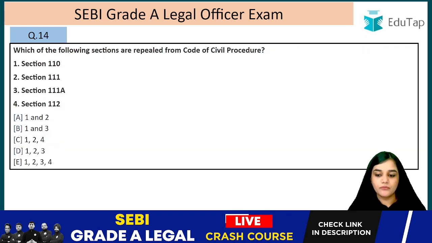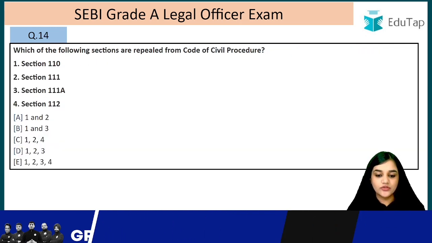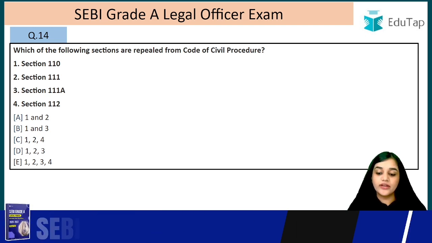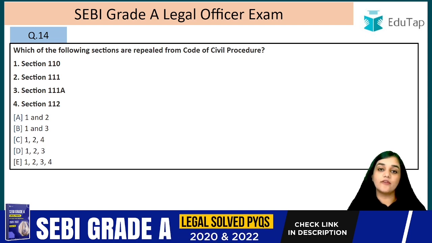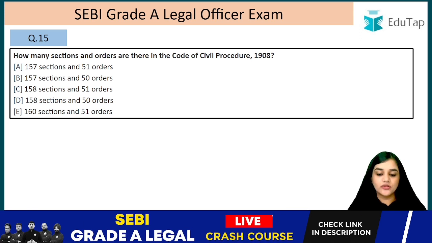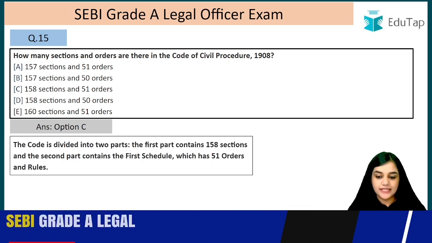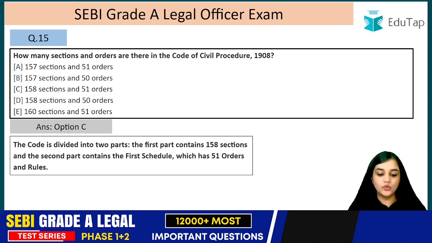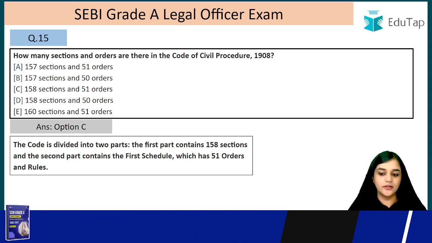Next question. Which of the following sections are repealed from the Code of Civil Procedure? So section 110, 111, 111A, they have all been repealed, right? Question number 15. How many sections and orders are there in the Code of Civil Procedure 1908? The answer is option C, that is 158 sections and 51 orders. The code is divided into two parts. The first part contains 158 sections and the second part contains the first schedule, which has 51 orders and rules.